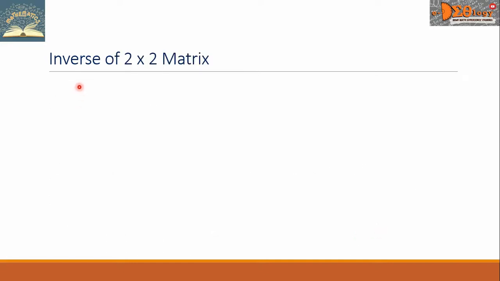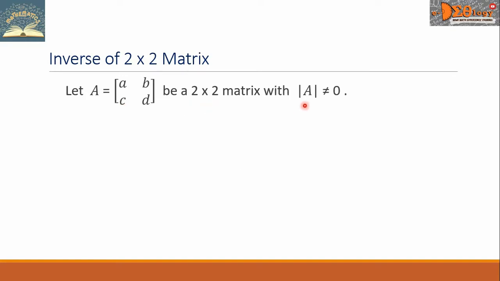Now let us discuss the inverse of a 2 by 2 matrix. Let capital A equal the square matrix with elements a, b, c, d respectively, a 2 by 2 matrix with determinant of A not equal to 0. Then the A inverse, this is our symbol, is equal to 1 over determinant of A multiplied by this matrix: d, negative b, negative c, a.